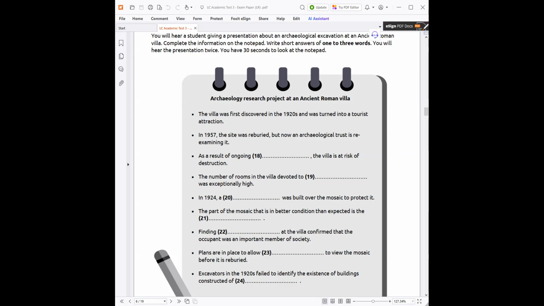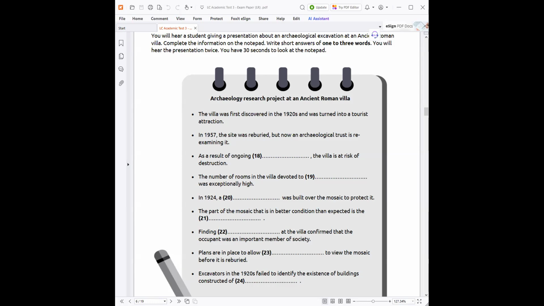In my presentation today, I'm going to talk about an excavation project at the site of a large ancient Roman villa built during the 2nd century CE. Together with a number of other archaeology students, I was lucky enough to be involved in this dig last September. This villa, which is near Folkestone on the south coast of England, was first excavated back in the 1920s, and at that time had been turned into a tourist attraction.